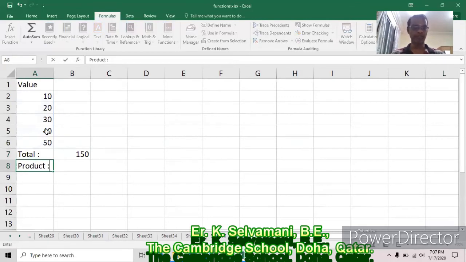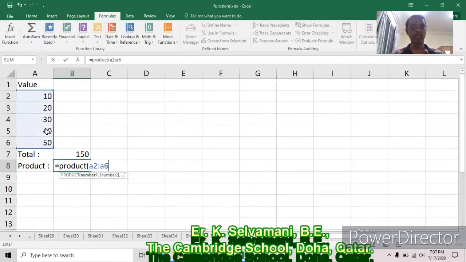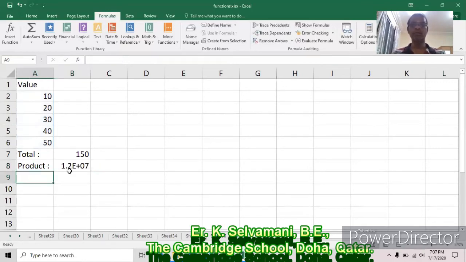Product. Product means multiplication. Equal to product of, open bracket, A2 colon A6. We have to multiply all the values. That means 10 multiplied by 20, you will get 200. That 200 multiplied by 30 is 6,000. Similarly, 6,000 multiplied by 40, then multiplied by 50. You will get one big value, 1.2 into 10 to the power of 7. Otherwise, we can give a smaller value.